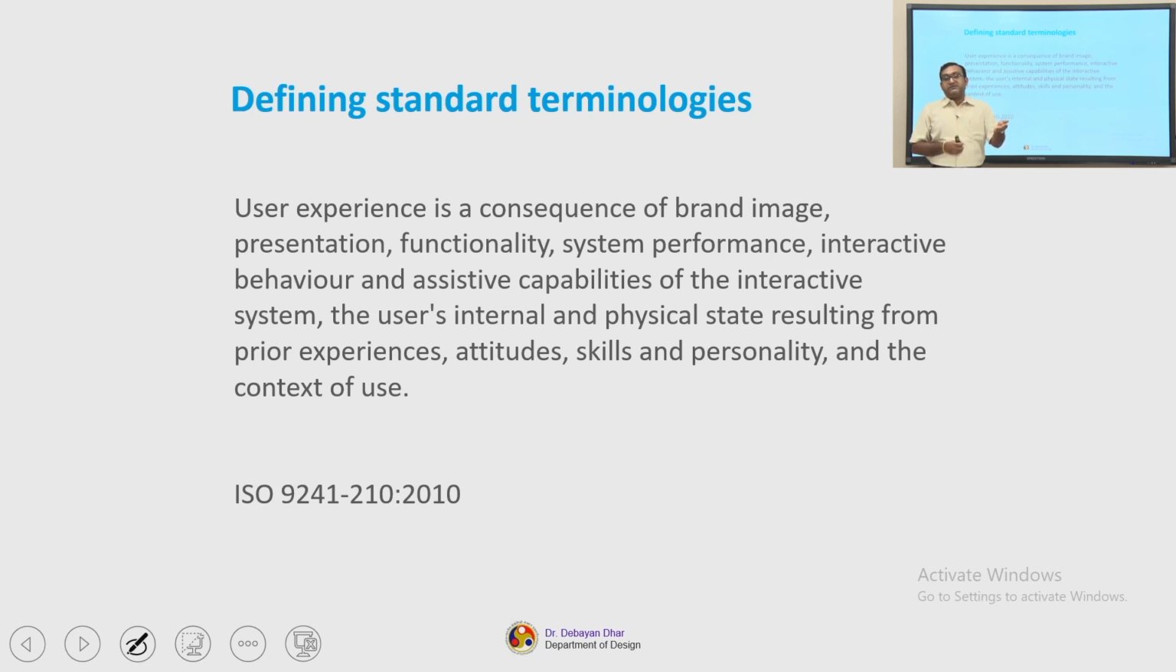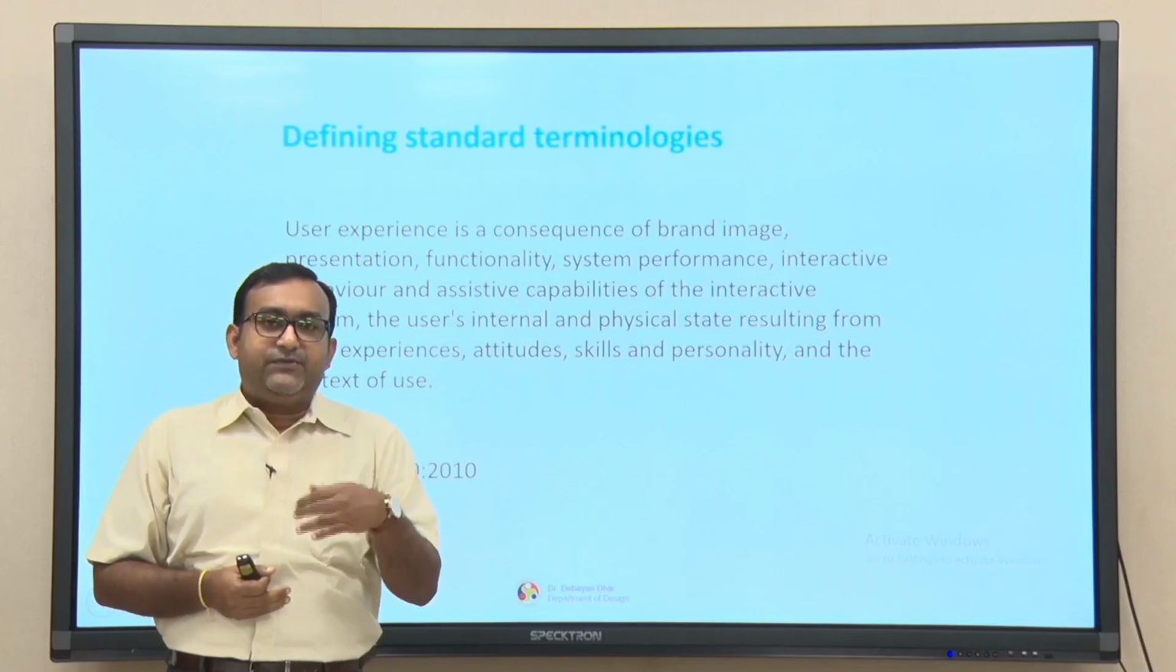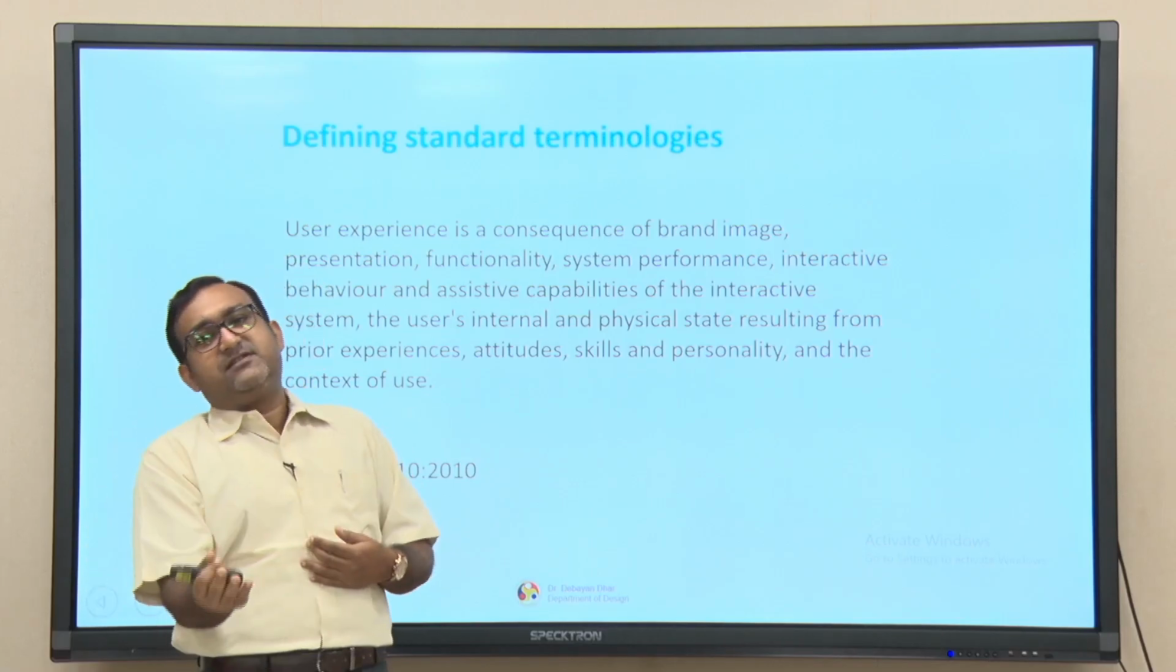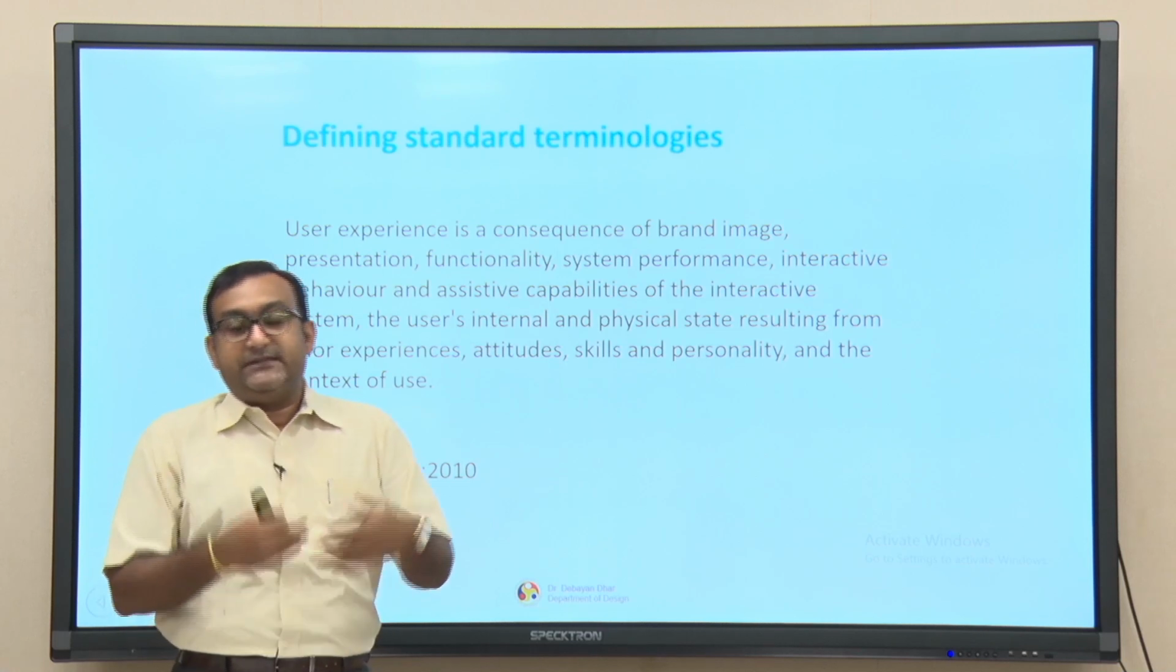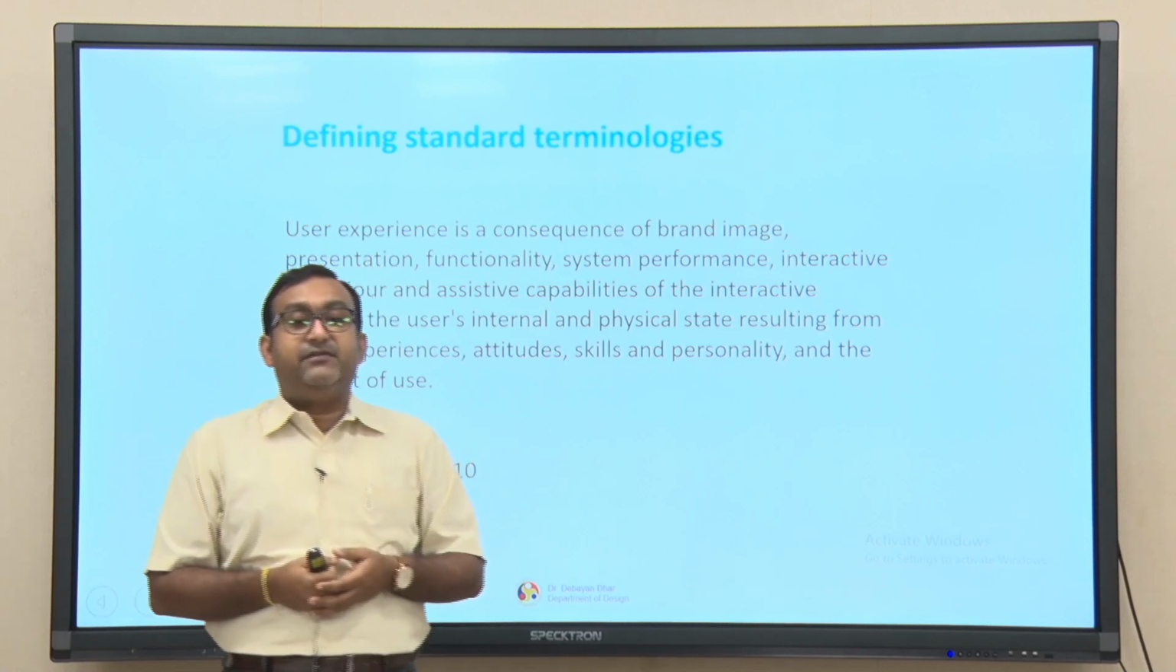System performance: its efficiency, its accuracy. All these are important parts of system performance. It can be hardware related, it can be software related. Interactive behavior: the user asks for something and the system responds to it.